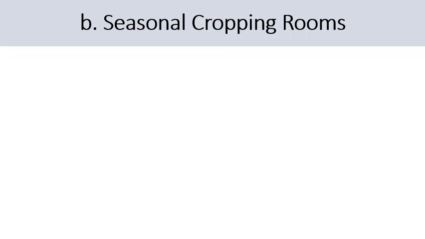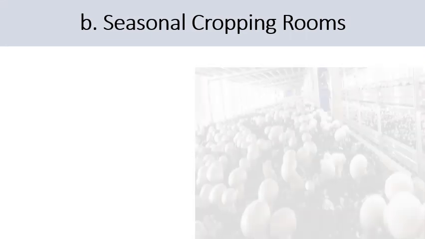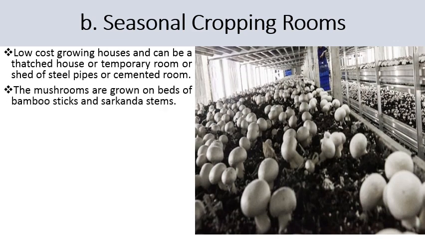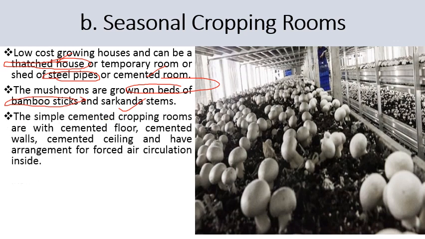Under the mushroom production unit, the second one is the seasonal cropping room. These are basically low cost growing houses that can be thatched houses and temporary rooms. A thatched house is one where we use vegetation for roofing, and sheds of steel pipes or cemented rooms. The mushrooms are grown on beds of bamboo sticks or circunda stem. So we use bamboo sticks on the beds, or circunda stem, for mushroom cultivation. The simple cemented cropping rooms are with cemented floor.